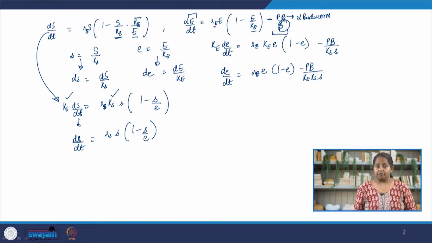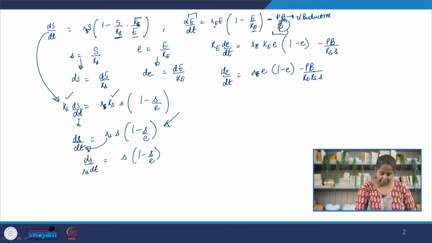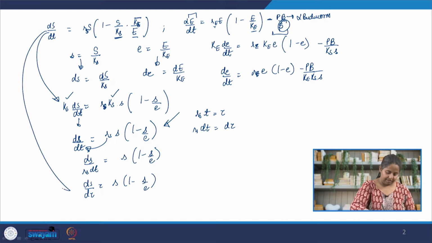Now it's time to non-dimensionalize our time. So we can take a hint from this particular equation, and we can bring Rs on the LHS. So we have ds by Rs dt is equal to s times 1 minus s by e. And now the new time that we are defining is Rs t equal to tau. So Rs dt is equal to d tau. So this becomes very simply ds by d tau is equal to s times 1 minus s by e. So this equation we have non-dimensionalized.